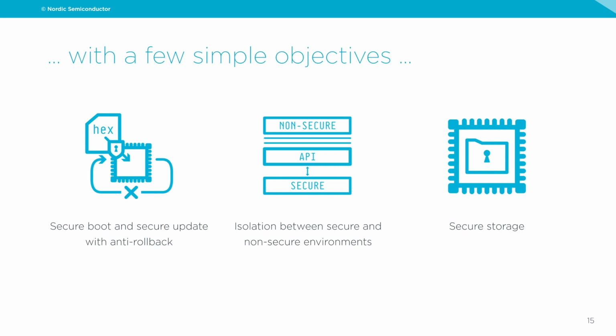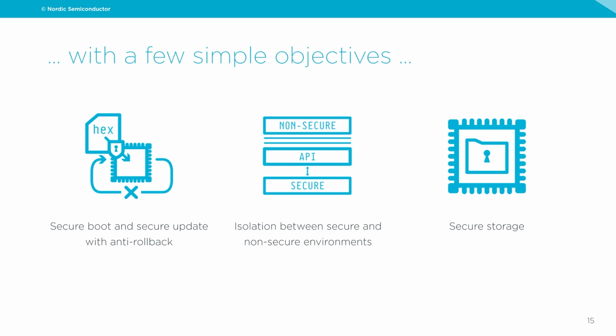And then also that updating the firmware, which on IoT devices is typically done over the air, is also done in a secure way. And additionally, the anti-rollback is a mechanism that aims to prevent an older version of the firmware from being reinstated. Because if we allow that, it could expose security issues that have been fixed in newer versions.